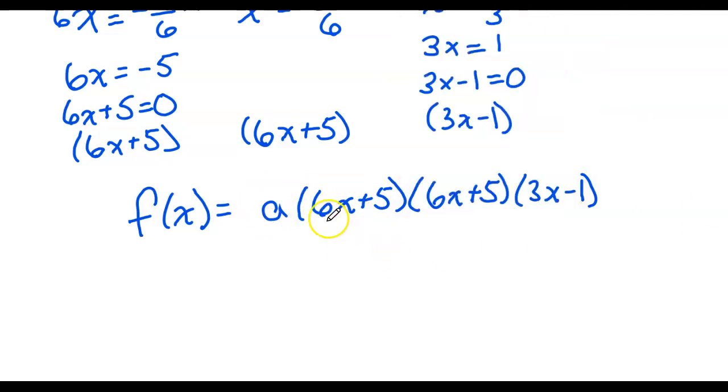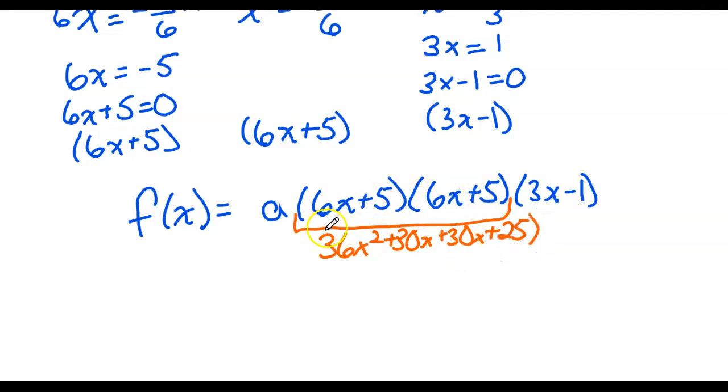Now what I'm going to do is FOIL or distribute these two together. So I'll get 6x times 6x, which gives me 36x squared. 6x times the 5 will give me 30x. 5 times 6x will give me another 30x. 5 times 5 gives me 25. I'm going to put this in parentheses because I still have to multiply this by this 3x minus 1 and by this a sitting out front.